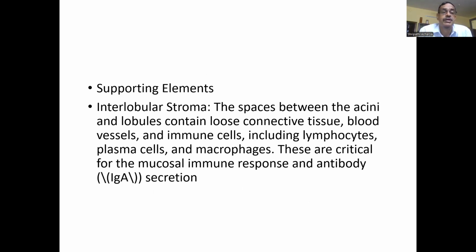Supporting elements. Interlobular stroma. The spaces between the acini and lobules contain loose connective tissue, blood vessels, and immune cells, including lymphocytes, plasma cells, and macrophages. These are critical for the mucosal immune response and IgA antibody secretion.